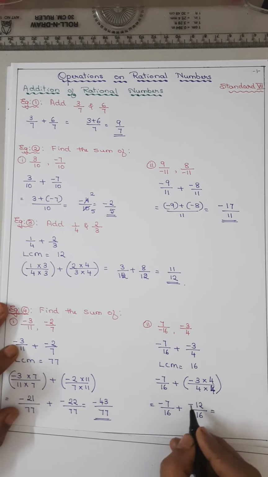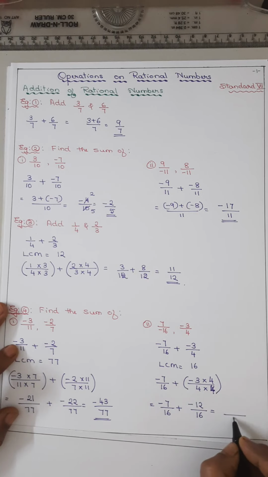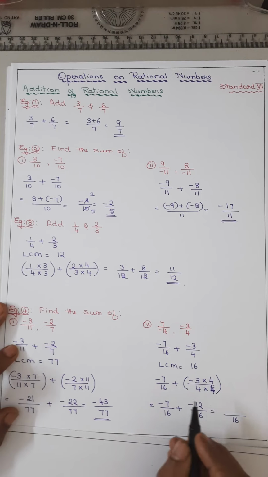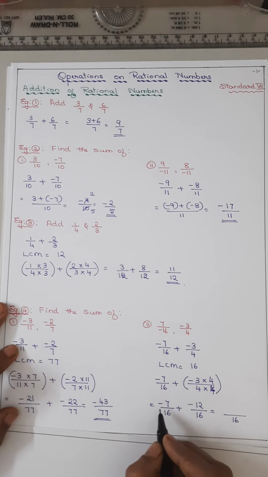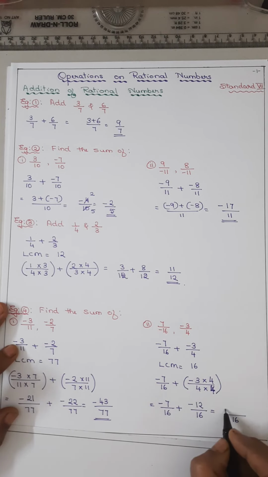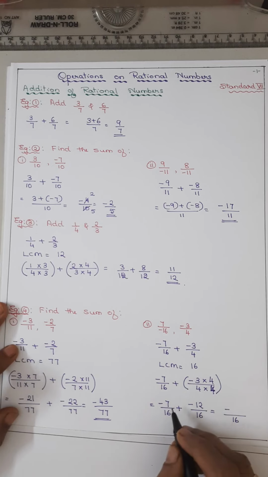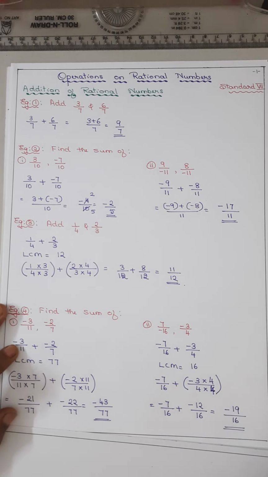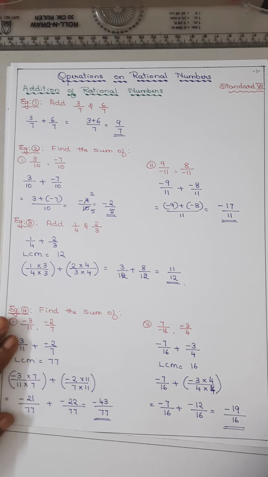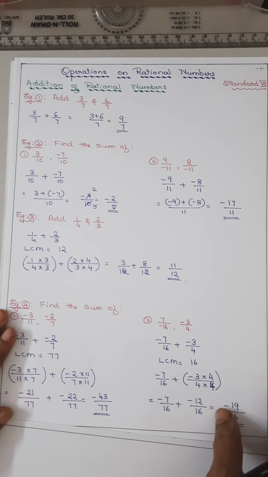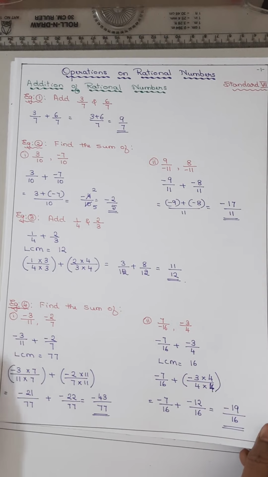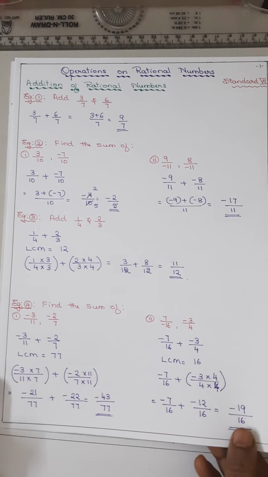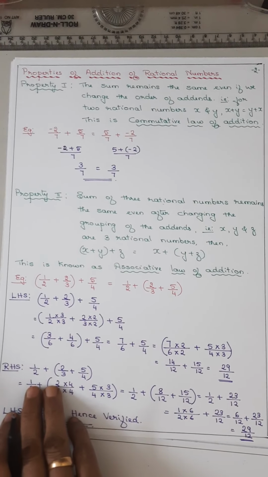Now signs are same, so here the denominator is 16. Signs are same, so look for the sum, add. The sign is minus, so put minus. 12 plus 7 is 19. Now the answer is minus 19 by 16. Hope you understood. Example 4. Is it okay?